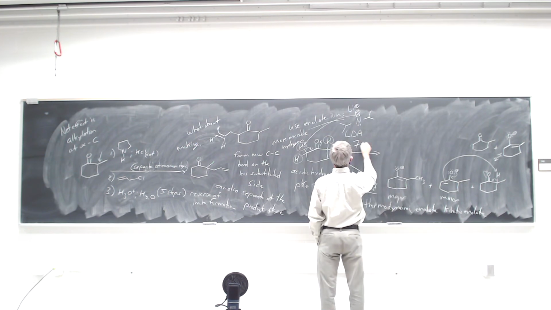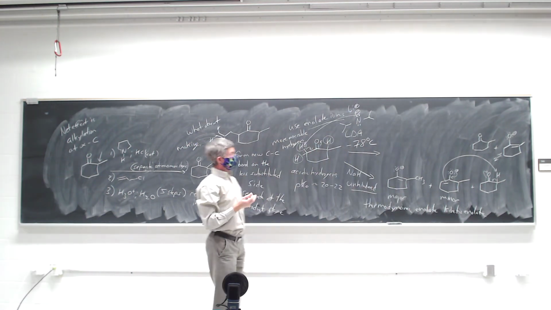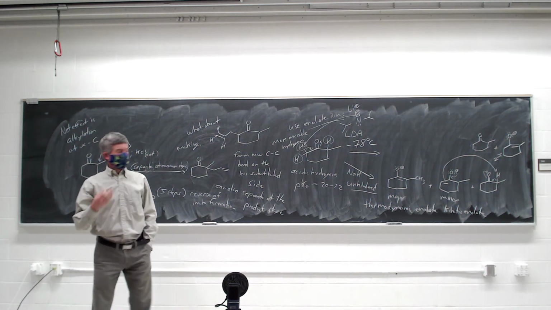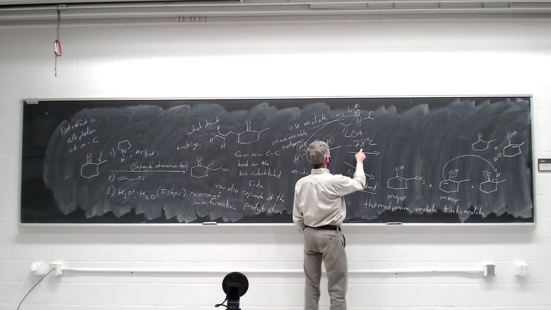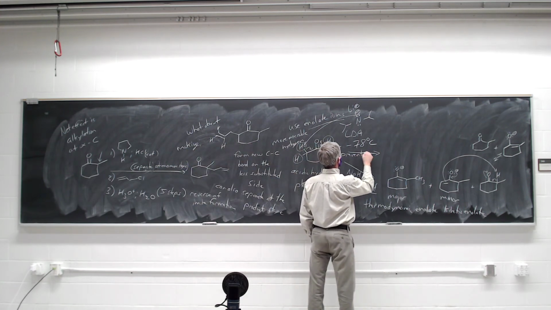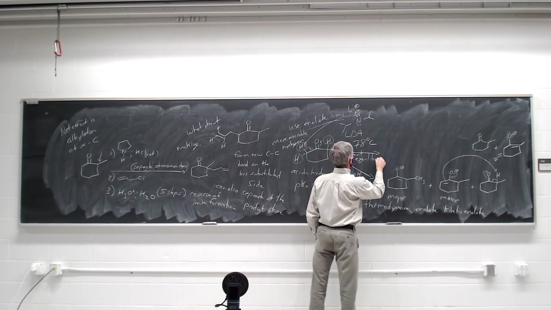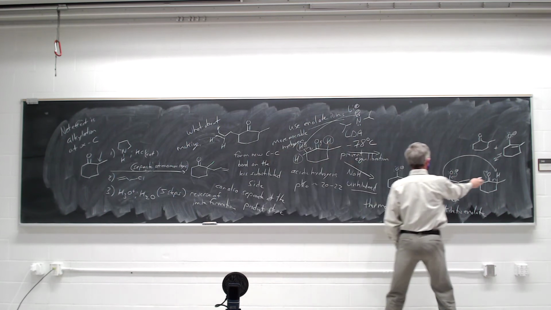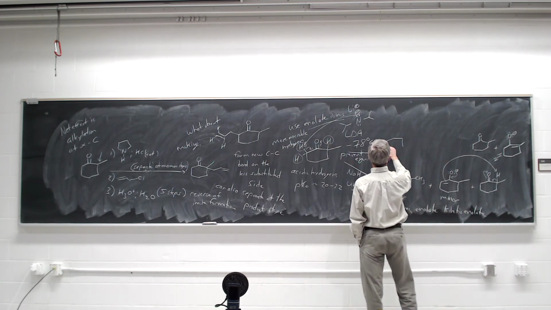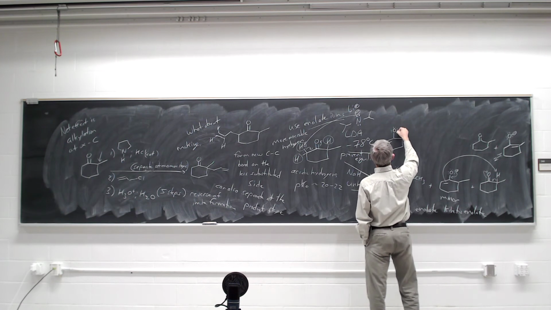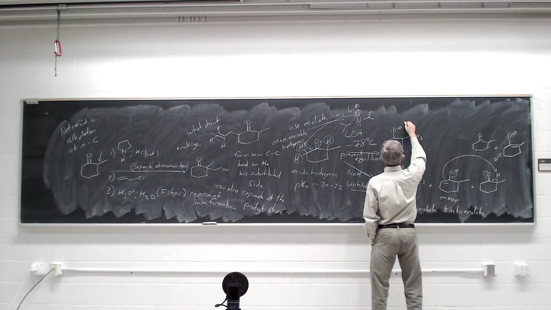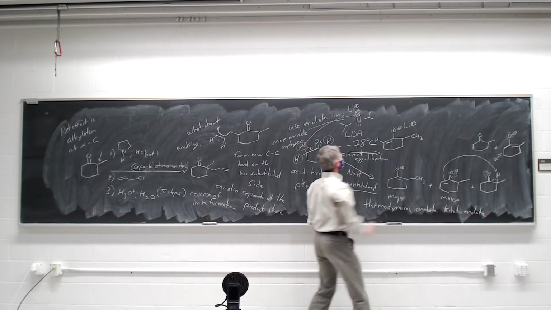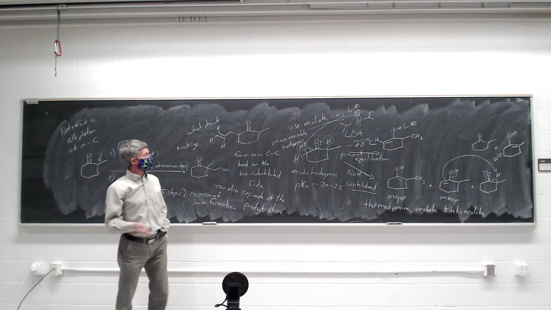And the other trick we usually use when we want to generate the kinetic product is we run it at a really low temperature. By running it at a really low temperature, we prevent equilibration. So once we form the kinetic enolate, it's not going to go and react with the starting ketone to form the thermodynamic enolate, because it doesn't have enough energy to go over that energy barrier.